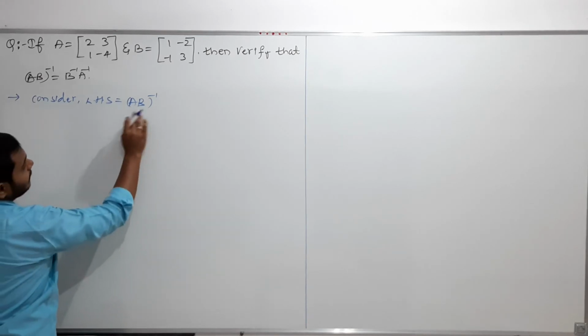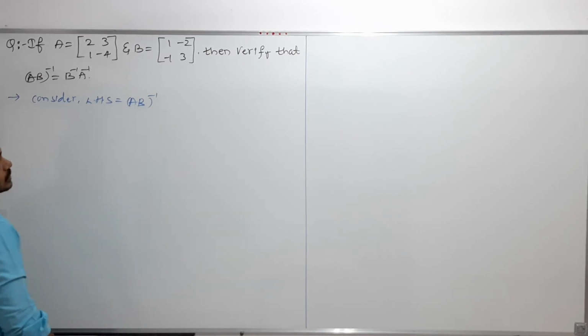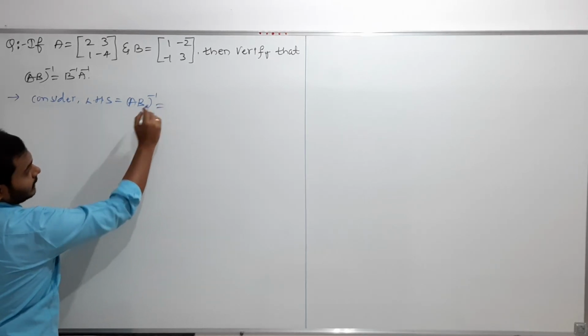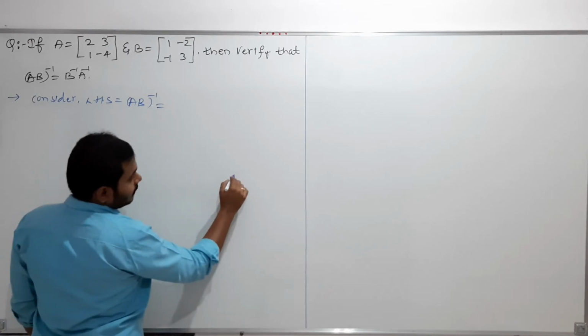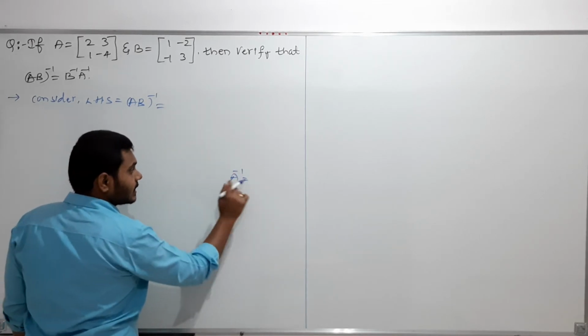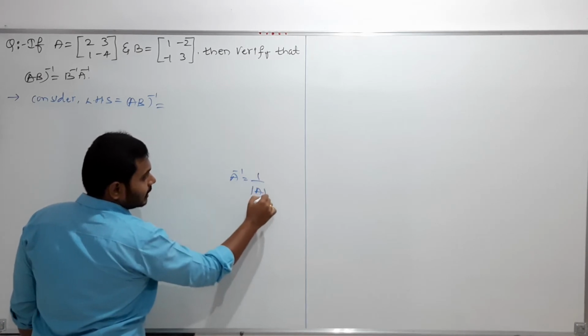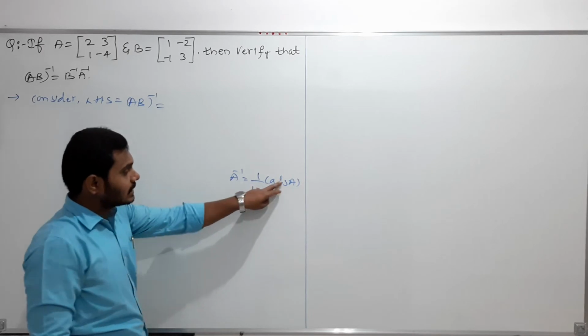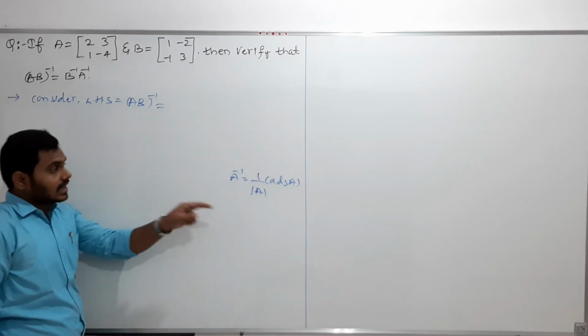To calculate (AB) inverse, what should be required, my dear students? We know one formula. What is that? A inverse. How to calculate A inverse? A inverse is nothing but 1 by determinant of A into adjoint of A. So by using this formula, I can calculate A inverse.